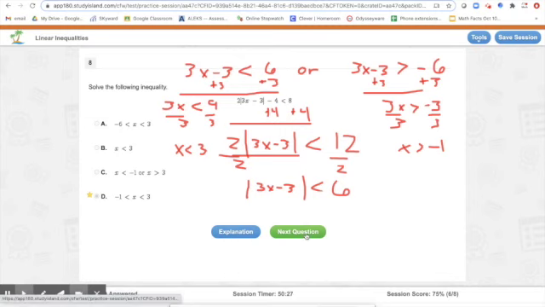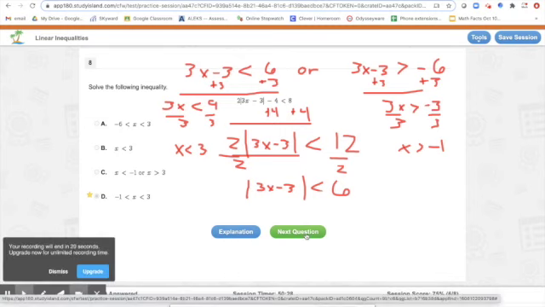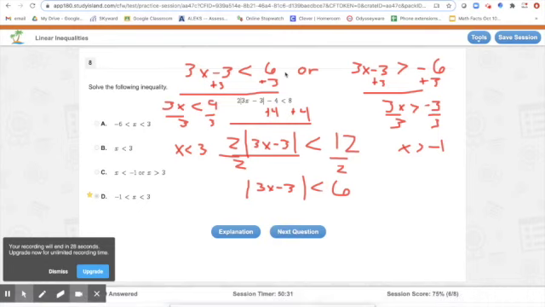That absolute value one's a little tricky. Normally with the equal sign, it's just equal to 6 or equal to negative 6, but we have to realize that we have to switch that inequality sign because of that negative.